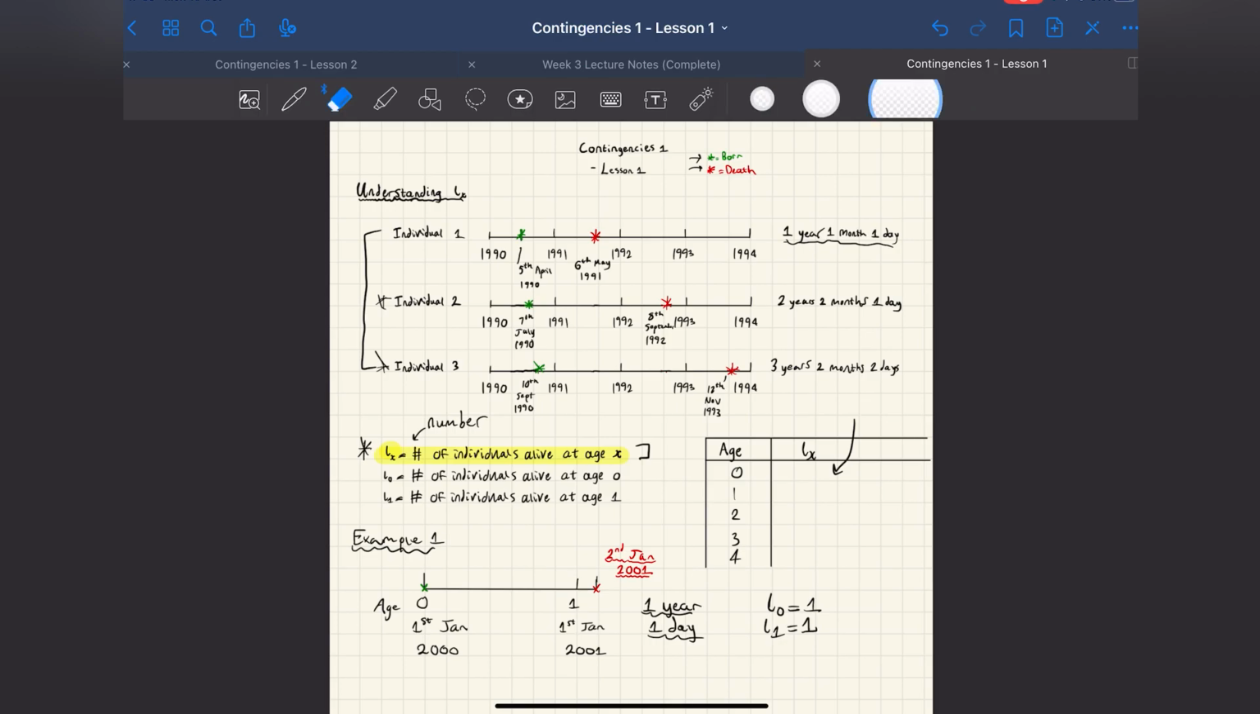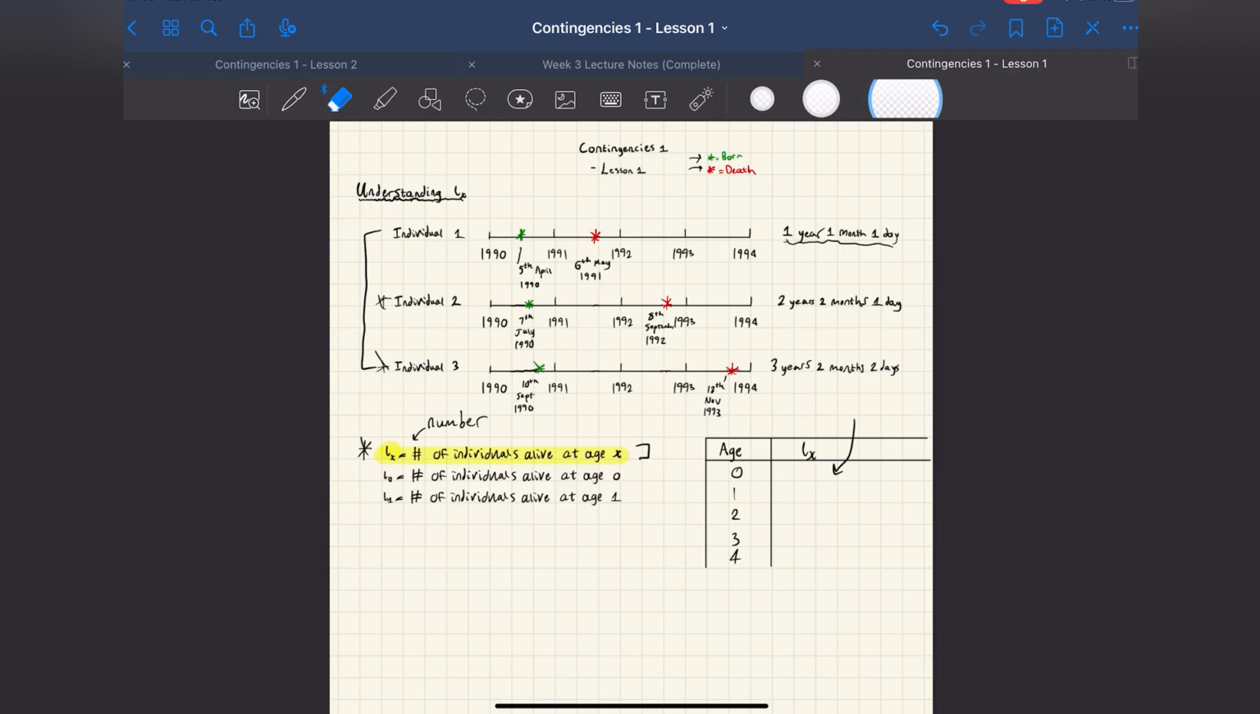So I'm going to rub this out because this has got nothing to do with the life table that we're going to try and construct. This example was used simply to illustrate that a better way of understanding what LX is, is the number of individuals who are alive during their Xth birthday.